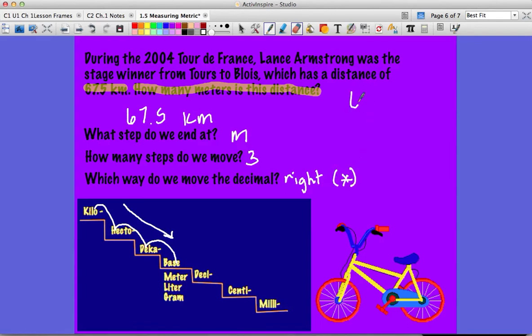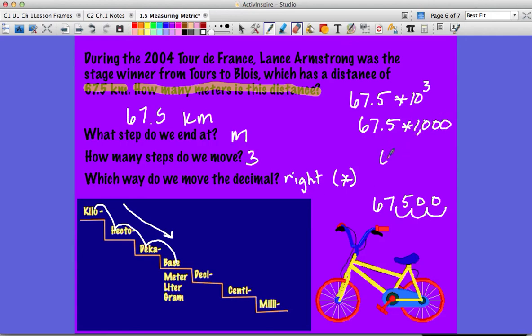So you can look at this one of 2 ways. 67 5/10 times 10 to the 3rd power. Or you can take 67 5/10 and move the decimal to the right 3 places. Either way, you're going to come up with an answer of, let me just finish showing you this work, 67,500 meters.